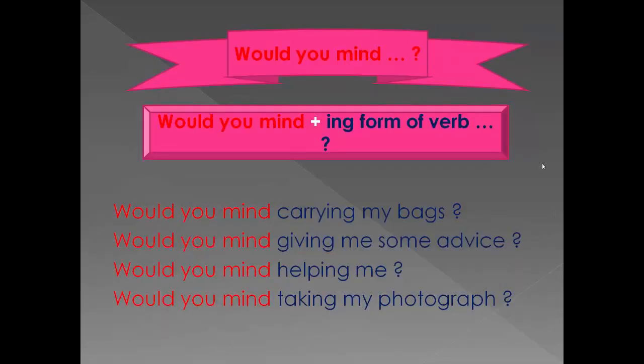The second request is "would you mind". Would you mind plus the ing form of the verb and other parts of the question. For example, would you mind carrying my bags? Would you mind giving me some advice? Would you mind helping me? Would you mind taking my photographs?